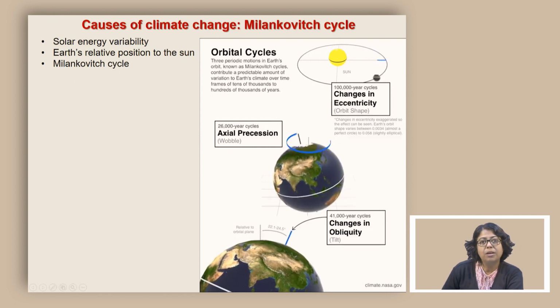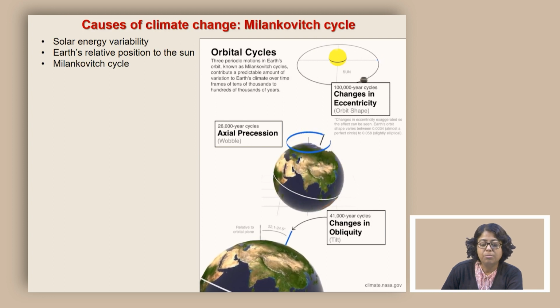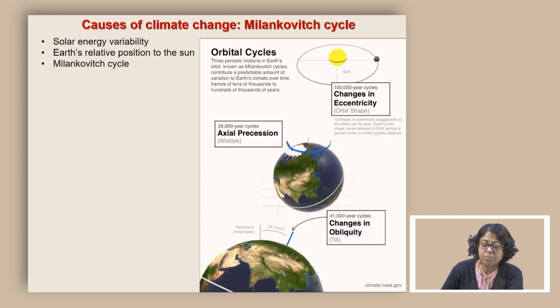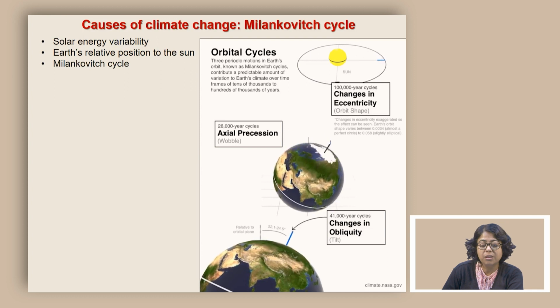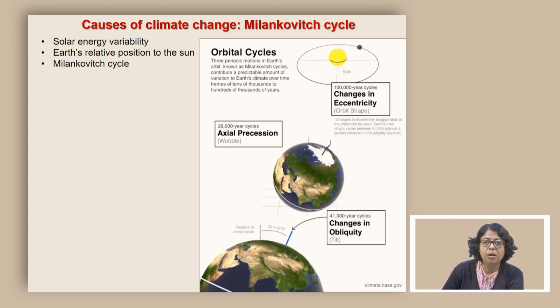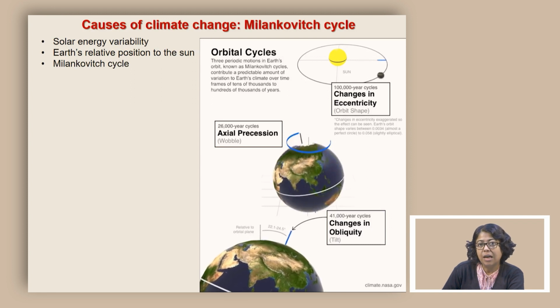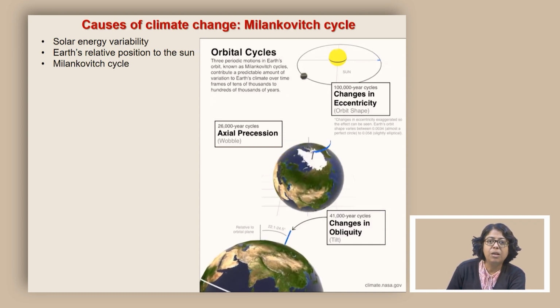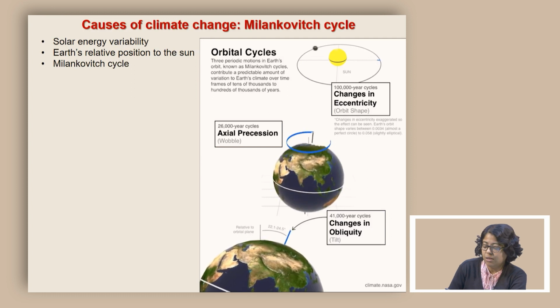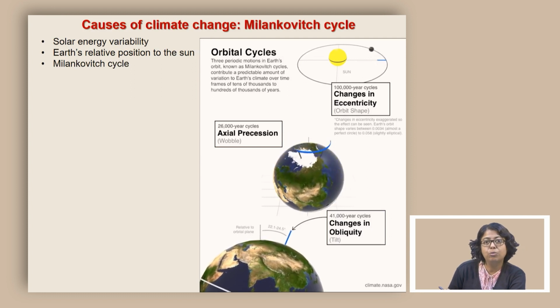So, the first one that I am going to talk about is the orbital cycle. There are three periodic motions in Earth's orbit known as Milankovitch cycles, and that contribute to a predictable amount of variation in Earth's climate over the time frame of tens of thousands to hundreds of thousands of years. So, there are different types of variability in terms of its time scale. Let us go through one by one.